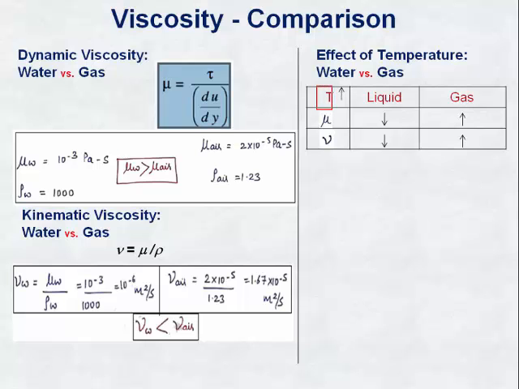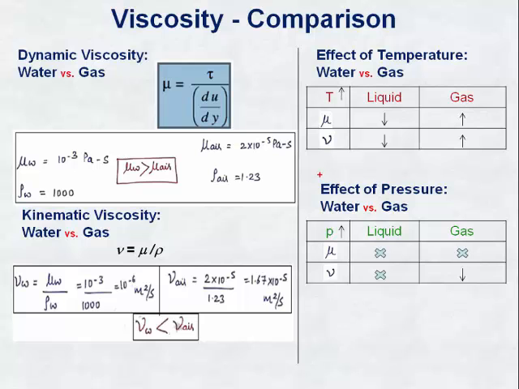Here we can understand the effect of temperature on dynamic and kinematic viscosity, for liquid and gas. While we increase the temperature of a liquid, the dynamic viscosity will decrease, and the kinematic viscosity also decreases. While we increase the temperature of a gas, the dynamic and kinematic viscosity will increase. Next, the effect of pressure with water versus gas. While we increase the pressure, there is no significant change in dynamic and kinematic viscosity, except in gas. That is, while we increase the pressure, the kinematic viscosity of gas will decrease.